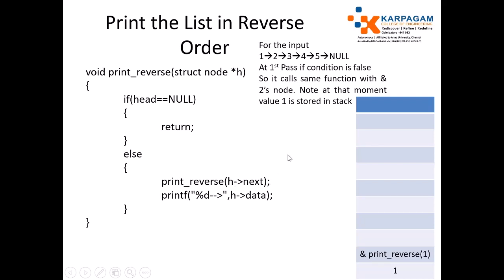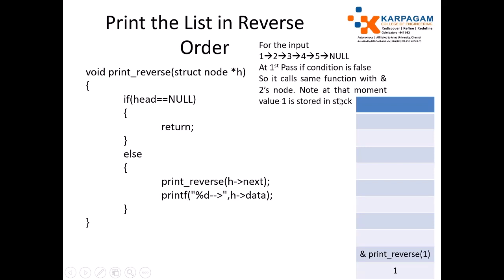So I will explain how this function works. At the first pass, we are passing the starting address of the linked list. So the condition is not null; the head node is not null. So it goes to the else part and calls the print reverse function with head of next. It calls the same function with the address of the second node.